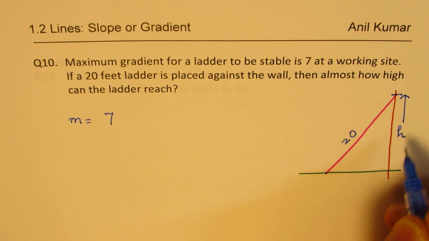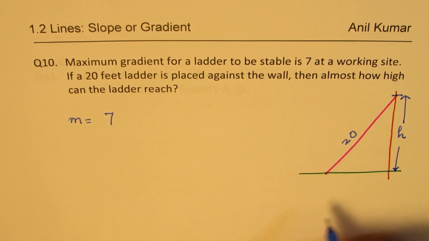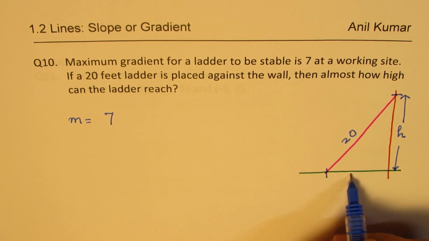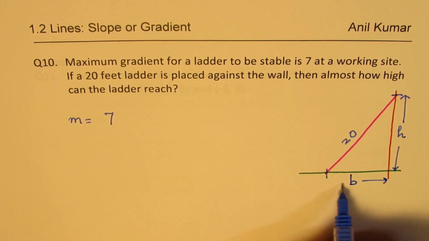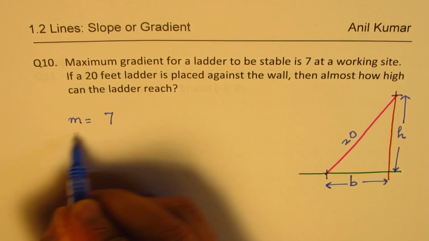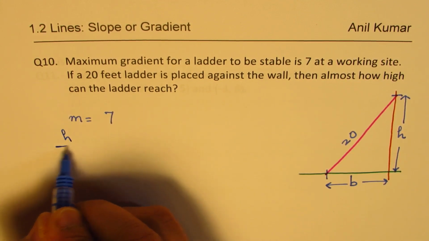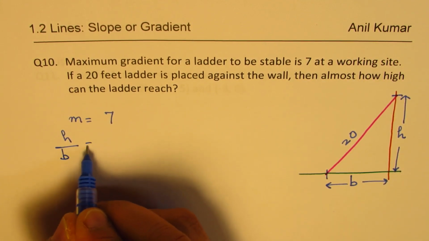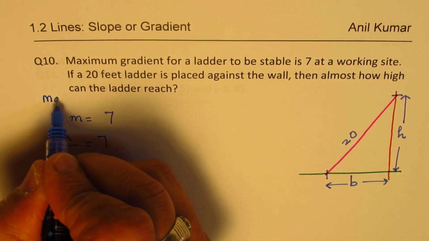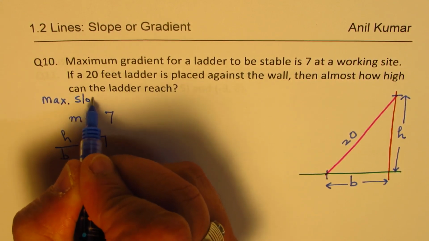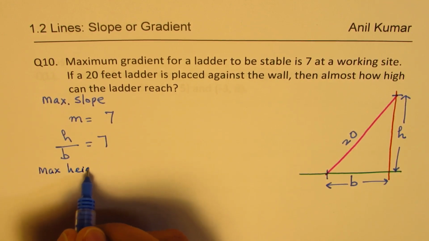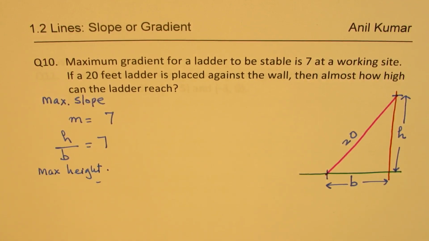Well, in this particular case, there are two unknowns. We even don't know how far the base is from the wall. Let's call this b. We know the ratio is 7. That is to say, height divided by base, this ratio, is 7, since the maximum slope is 7, right? So that is the maximum slope, and that will give us the maximum height. Is that clear? So that is known to us.